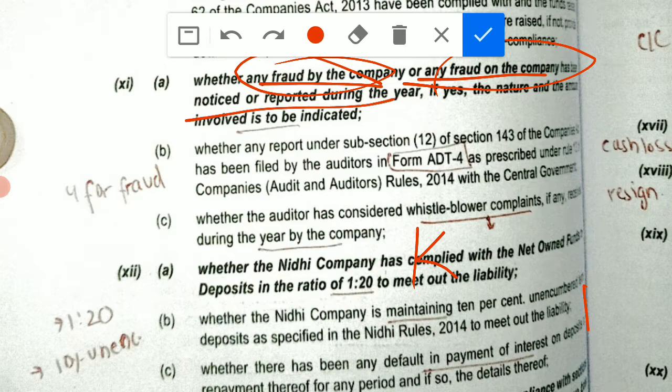Okay, now because I have listened to that, I cannot ignore it. Although it is not disclosed by PQR Limited in the books of accounts, because I have listened to it from somewhere else, I cannot ignore it. So if the auditor has considered any whistleblower complaints received during the year by the company, you have to report it in the audit report.